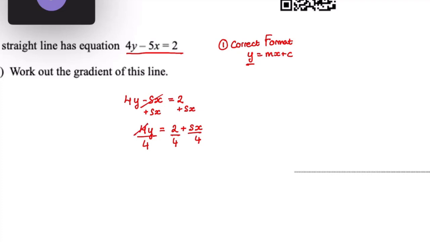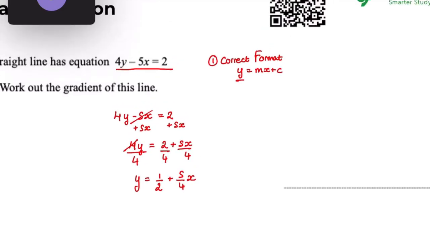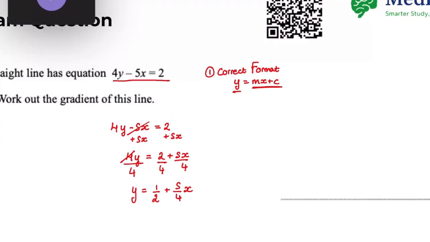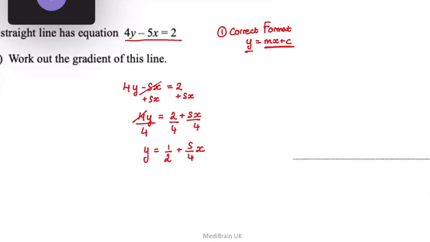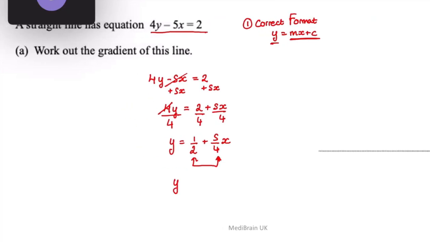That's going to get rid of the 4 over here. So you're going to be left with y on this side, and that's equal to 2 over 4, which is the same as a half, plus 5 over 4x. Okay, now we want it in this format. The x thing needs to come first. So all we're going to do is switch these two around. So it's going to be y equals 5 over 4x plus a half.